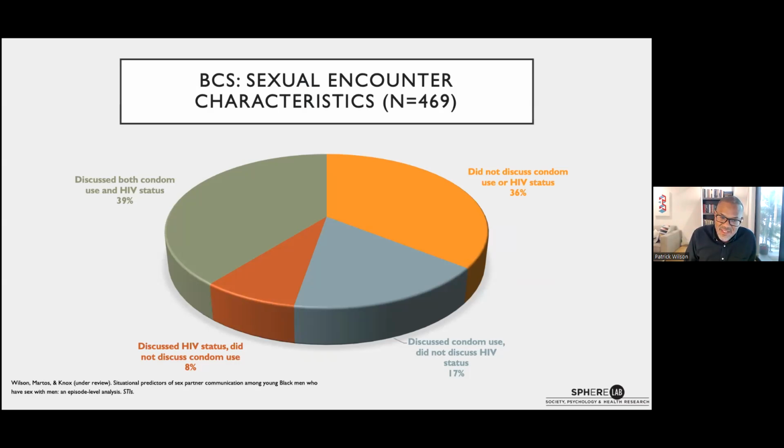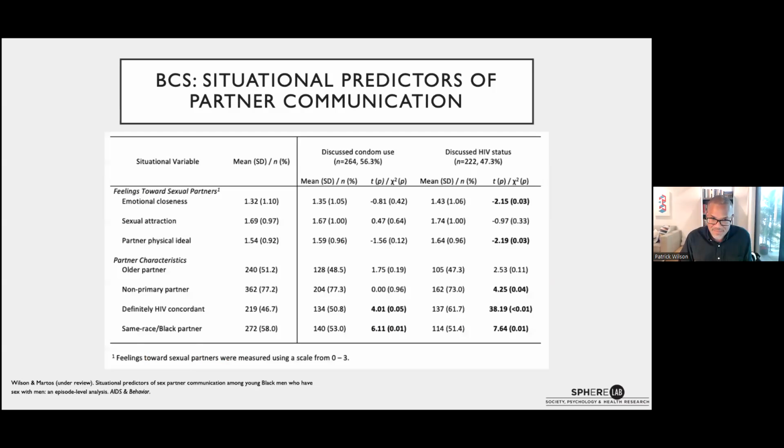I think it has relevance because one of the things we do ask about is, did you talk to your partner about HIV or condom use? We ask about this in all of the projects that I've done. You can see the distribution, about a third of the time they do and a third of the time they don't. But when we looked at what are the variables that shape whether or not people talk about condom use or HIV status, there are several that pop up. But what I wanted to highlight, in spite of the age of this data, we're hoping to get out there because I think this finding is important.